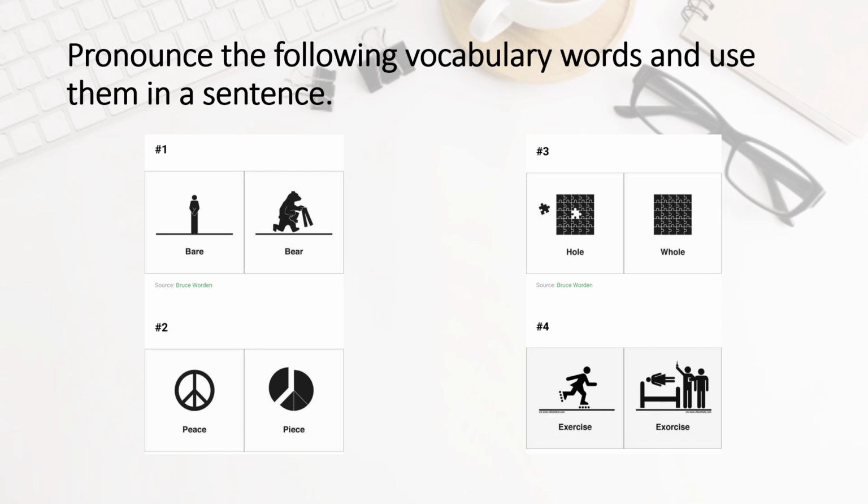Number three, hole. There is a hole in your dress. The next one, whole. I want the whole thing. The fourth one, exercise. You have to exercise, especially during quarantine.